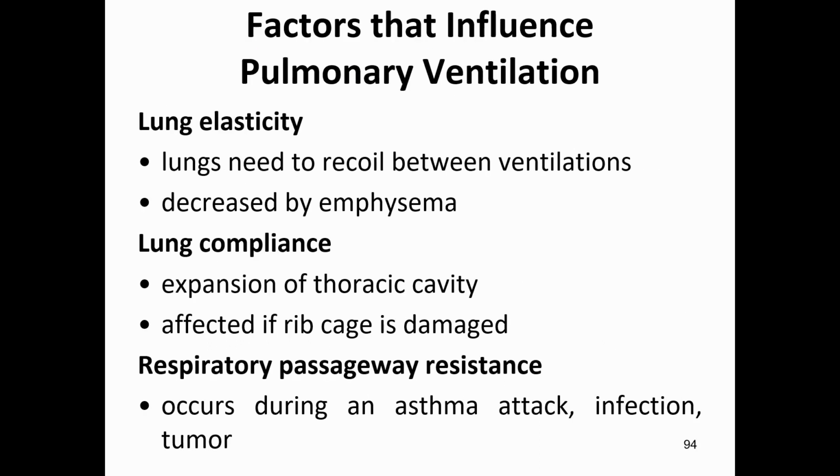These are some factors that may influence your pulmonary ventilation. Number one is your lung elasticity. Lungs need to recoil between ventilation, and this may be decreased by emphysema. Emphysema is the entry of fluid in your lungs, around your lungs, like fluid at the side of the lungs. Next is lung compliance, which is the expansion of the thoracic cavity. It is affected if the rib cage is damaged. And respiratory passageway resistance occurs during an asthma attack, infections, and tumors.